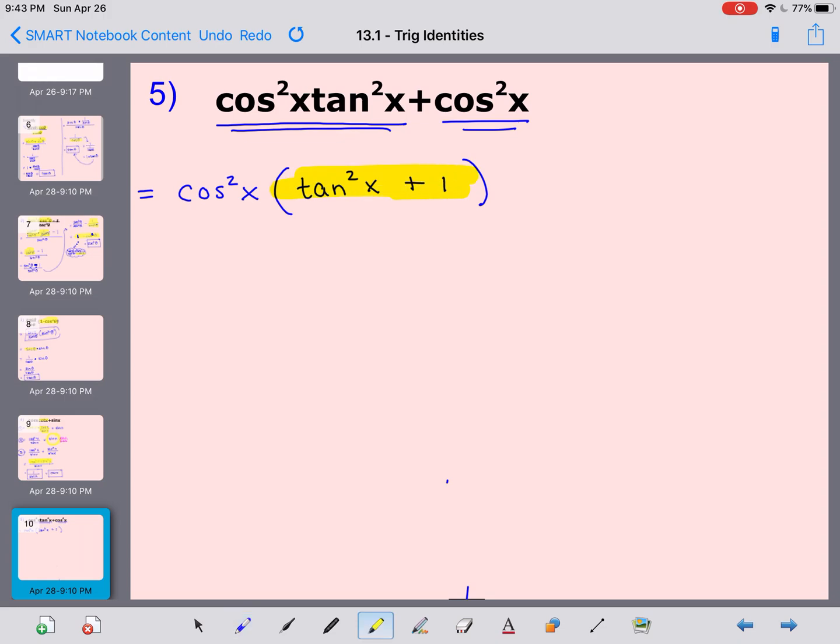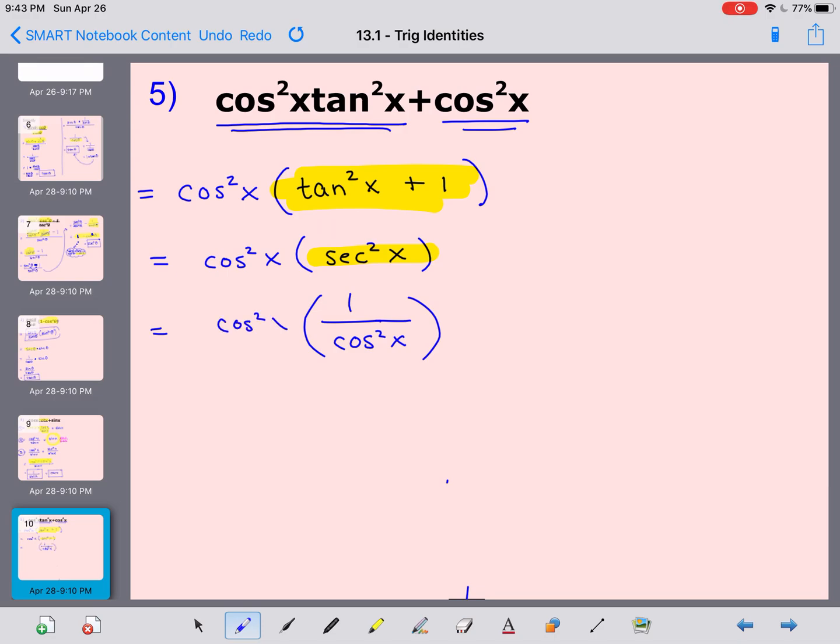Again, anytime you see a 1 being added or subtracted with a squared trig function, look to your Pythagorean identities. So tangent squared theta plus 1, it's that second Pythagorean identity. It's equal to secant squared theta. So secant squared x times cosine squared x. I'm then going to change secant squared x into 1 over cosine squared x. And then because it's multiplication, those cosines can cancel, and it's equal to 1.